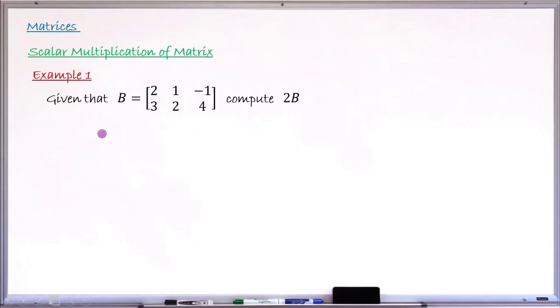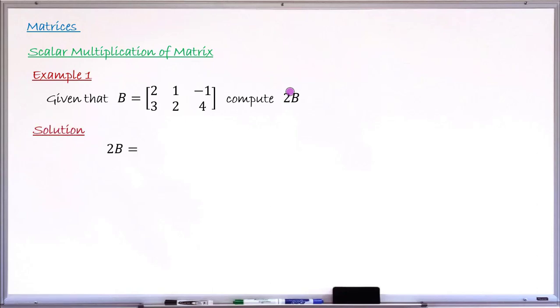Example number 1 says, given this matrix B, and these are the entries inside this matrix B: you have 2, 1, and minus 1 in the first row, 3, 2, and 4 in the second row. The question asked here is to compute 2B. 2B simply means 2 times the matrix B. So in this case, this number 2 is a scalar number. Solution to this problem.